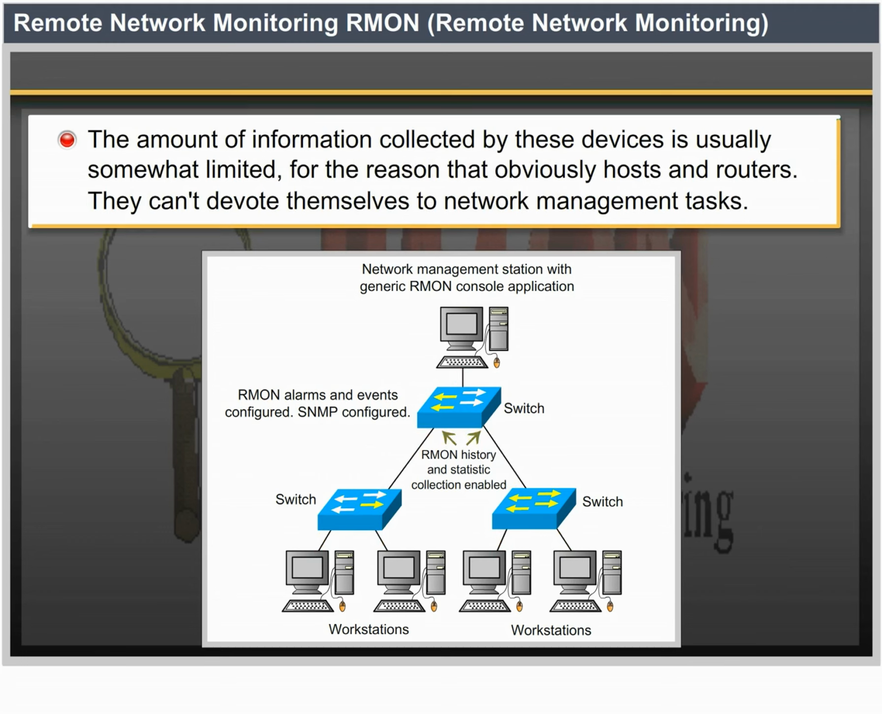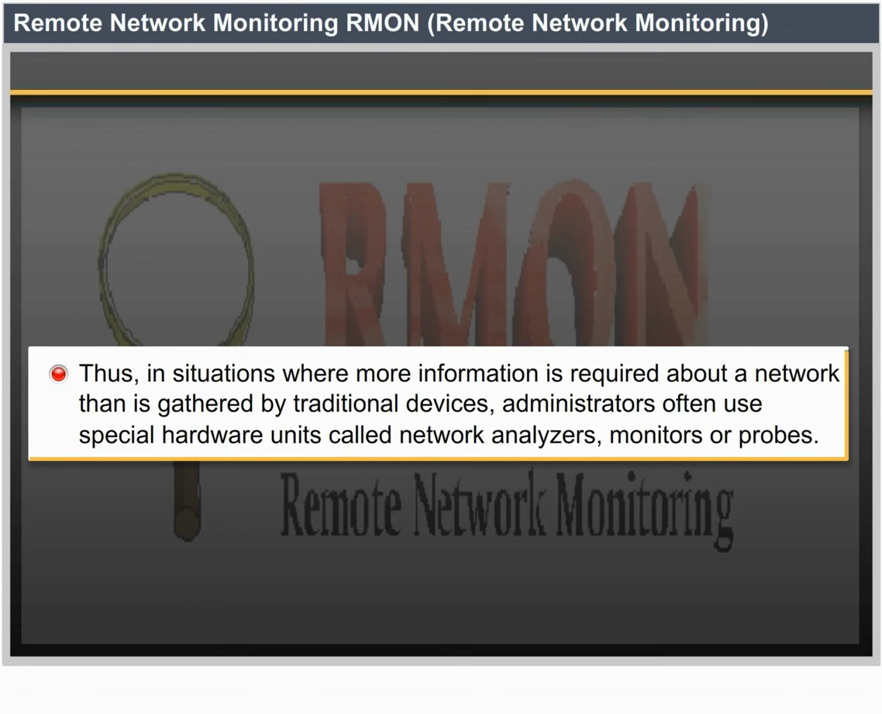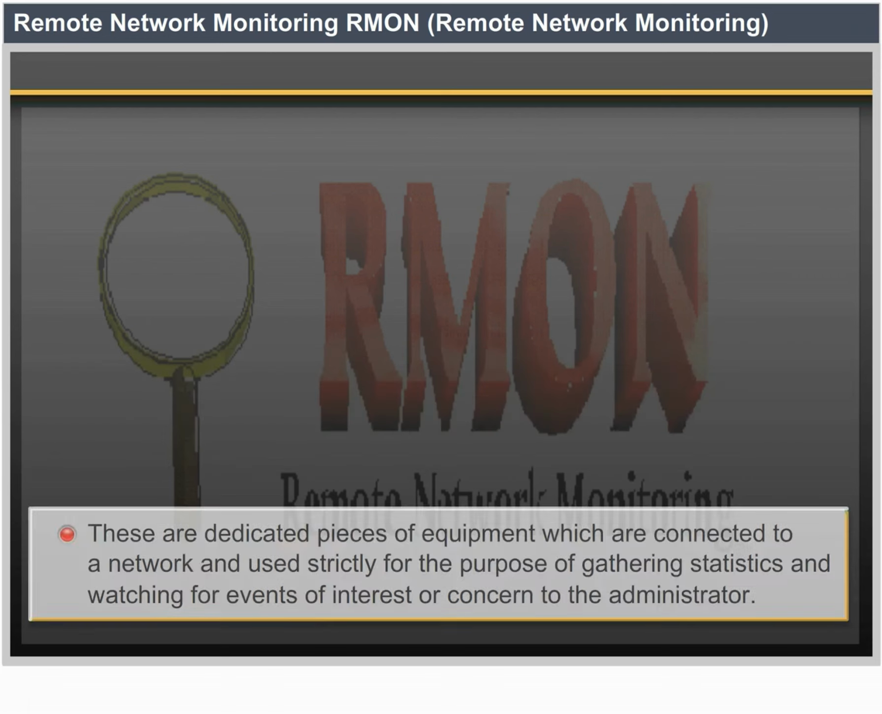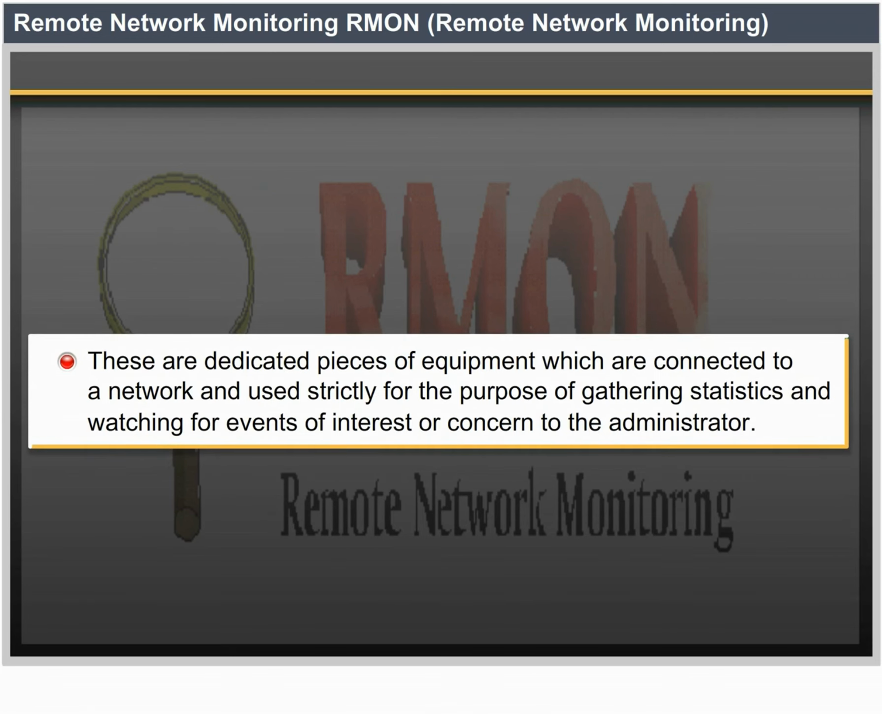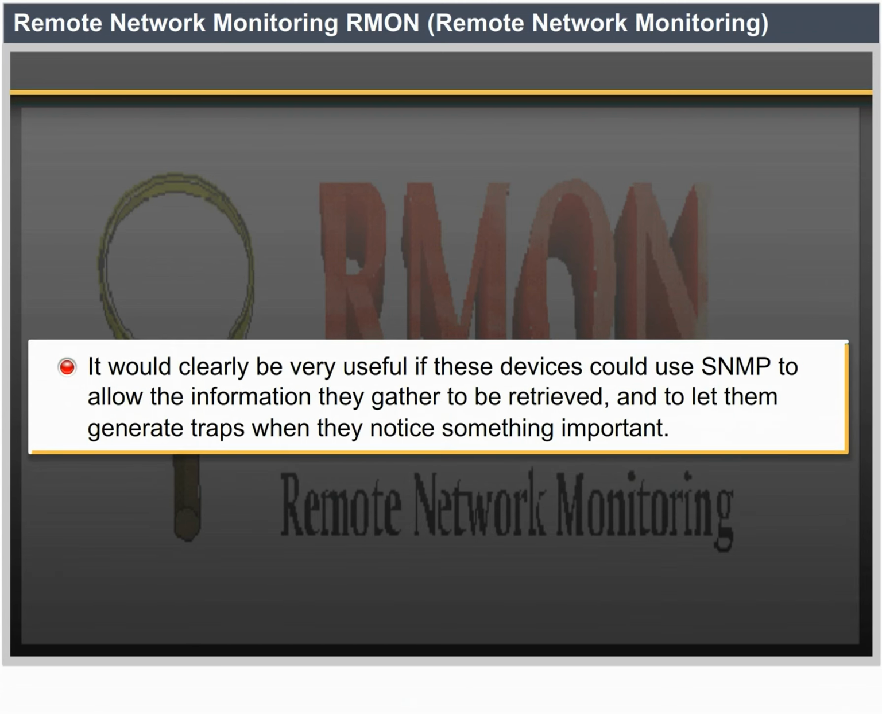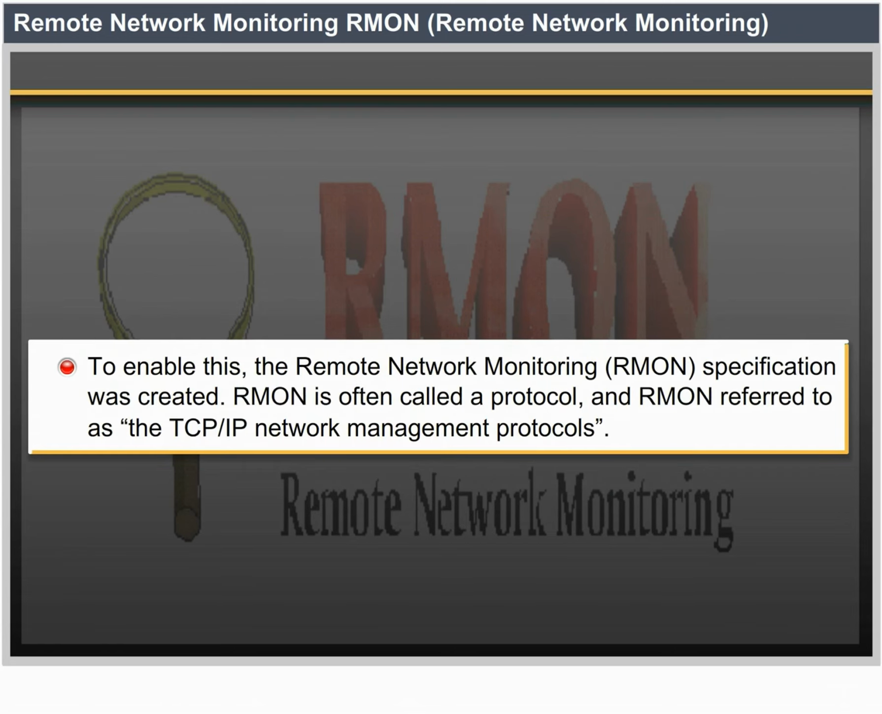Thus, in situations where more information is needed about a network than is gathered by traditional devices, administrators often use special hardware units called network analyzers, monitors, or probes. These are dedicated pieces of equipment that are connected to a network and used strictly for the purpose of gathering statistics and watching for events of interest to the administrator. It would obviously be very useful if these devices could use SNMP to allow the information they gather to be retrieved and to let them generate traps when they notice something important. To enable this, the Remote Network Monitoring or RMON specification was created.